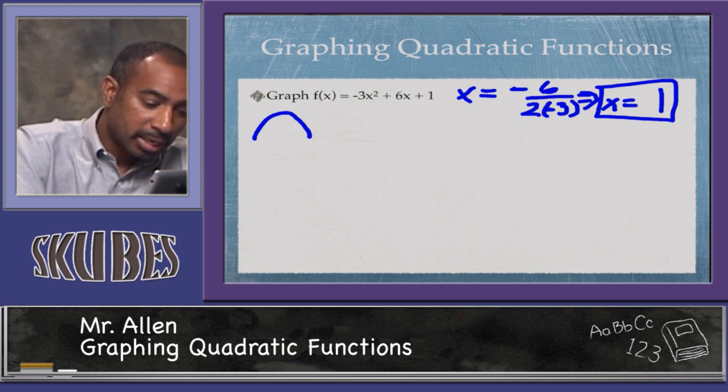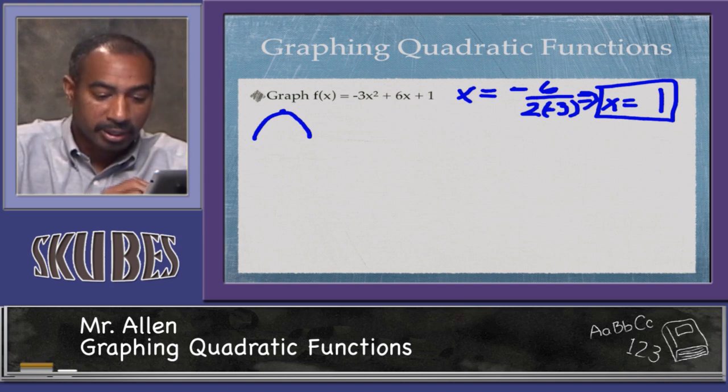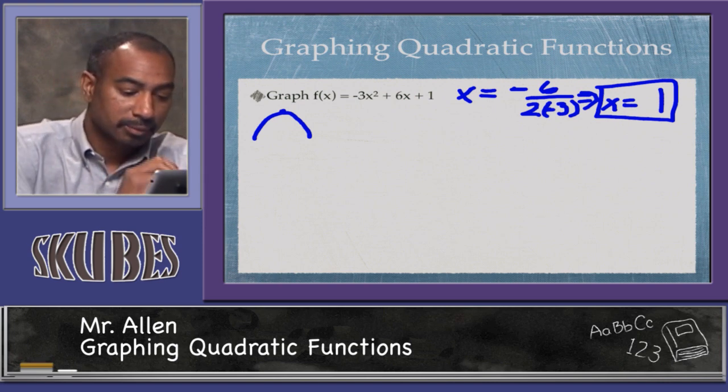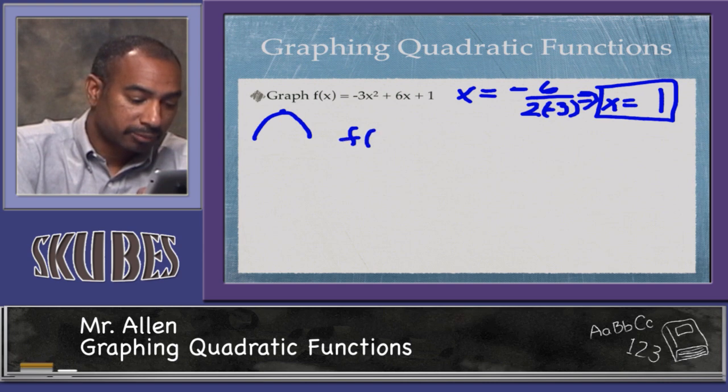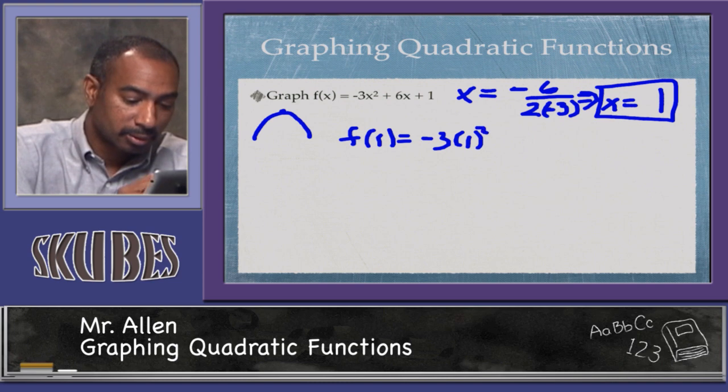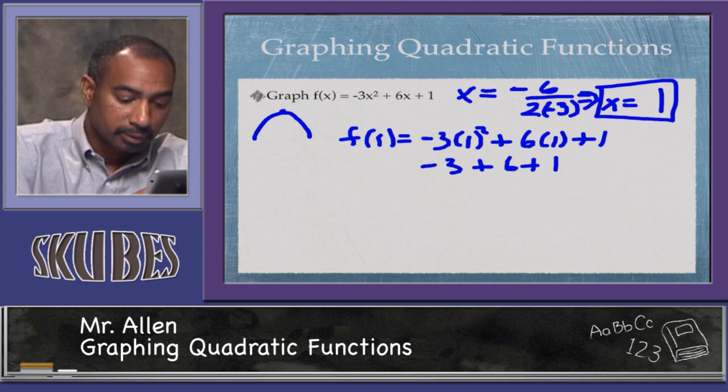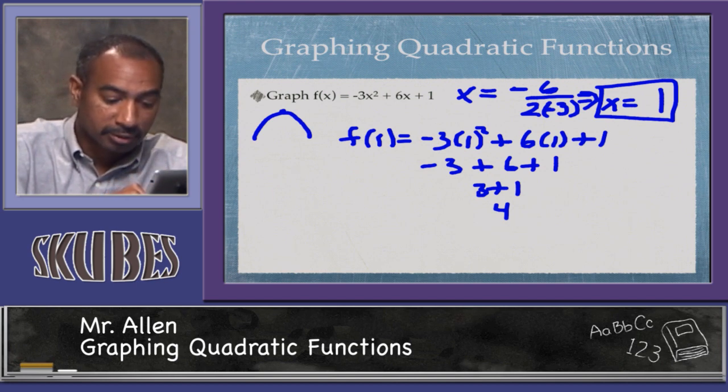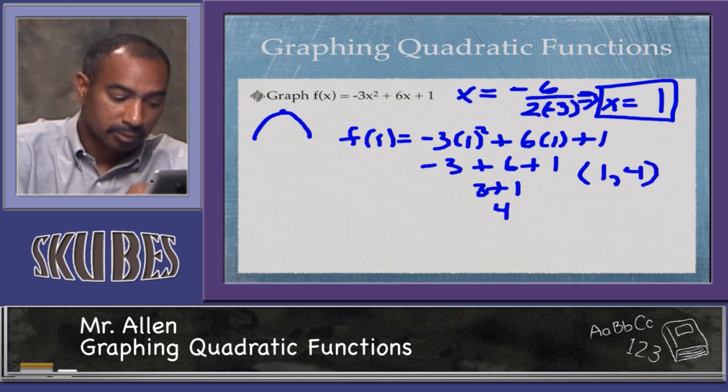So if I want to find this top point, I can evaluate x equals 1 into this expression. So f of 1, let's say -3 times 1 squared plus 6 times 1 plus 1. So I get -3 plus 6 plus 1. This is 3 plus 1, that's 4. So f of 1 has to be 4. That tells us that the vertex point is 1, 4, or my maximum point.